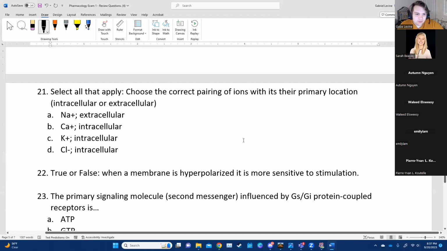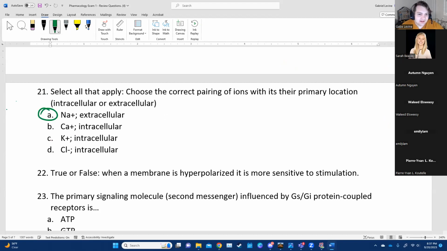Choose the correct pairing of ions with their primary location. Sodium, where do we find it? Inside or outside the cell? Sodium is outside the cell. So let's make a graph. So sodium, definitely outside. What about calcium? Inside or outside? Yeah, calcium is outside. What about potassium? Inside. Big molecule on the inside.